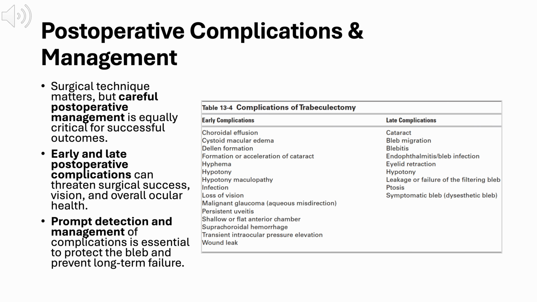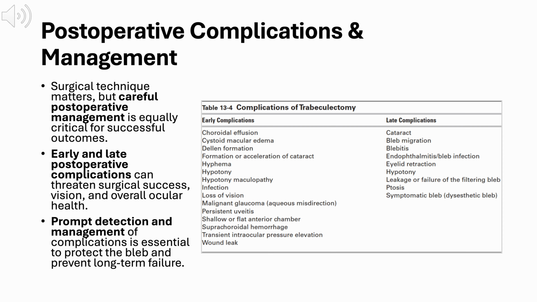In the postoperative period, the bleb is vulnerable, and a range of early and late complications can shift the trajectory of the surgery. Early on, hypotony and its downstream effects, maculopathy, choroidal effusion, even suprachoroidal hemorrhage are among the most vision-threatening issues. Wound leaks, a shallow chamber, or aqueous misdirection can also destabilize the eye, and each requires rapid identification because the window to reverse damage is small.